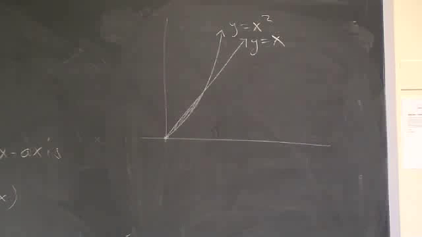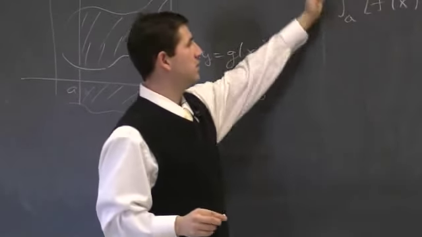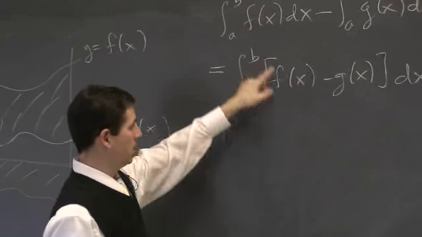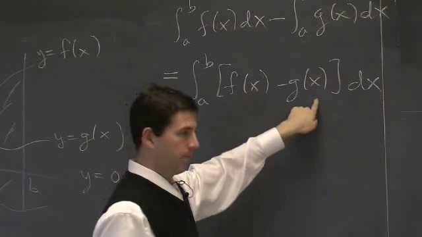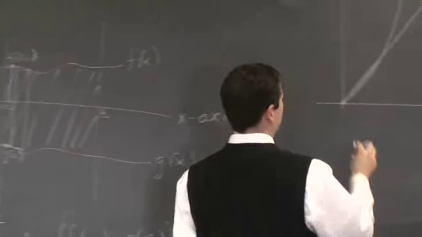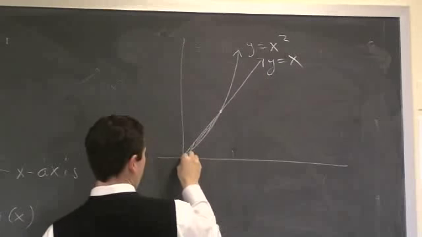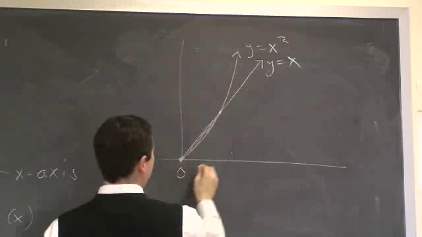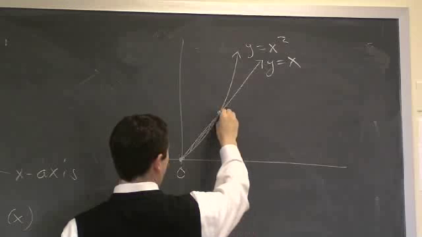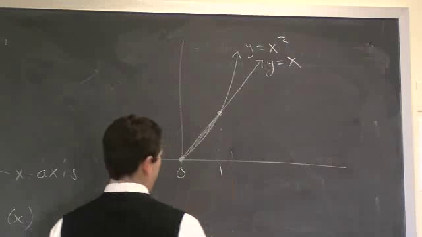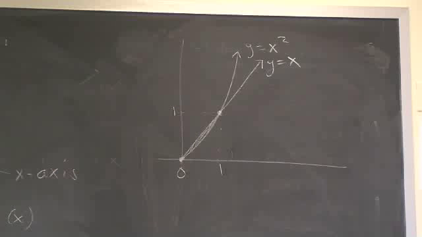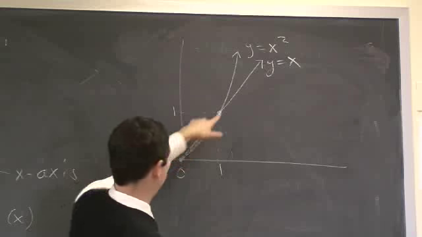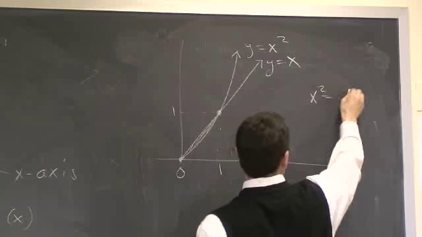Well, this formula tells me I just need to integrate from the beginning of that region to the end of the region, over the top function minus the bottom function. So I need to integrate from here. What point is right here? That's 0. And what point is right here? How do we know that that's a 1? Exactly. The two points of intersection are where x squared equals x.